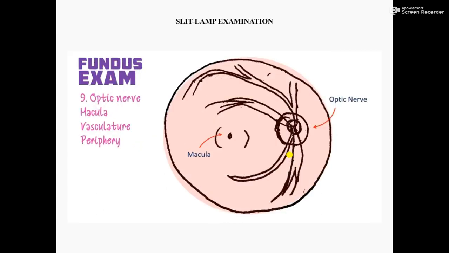Next, fundus examination. We will check the fundus with 20 diopter, 78 diopter and 90 diopter lenses to check the optic nerve, macula and vascular periphery. Hope you all understood the slit lamp examination.